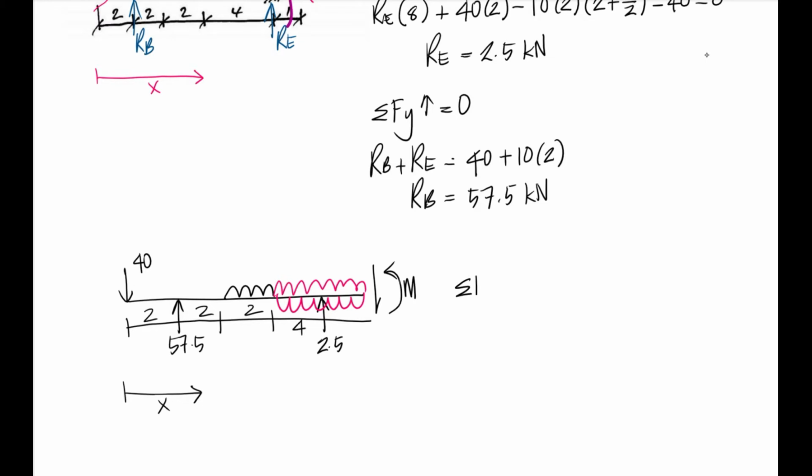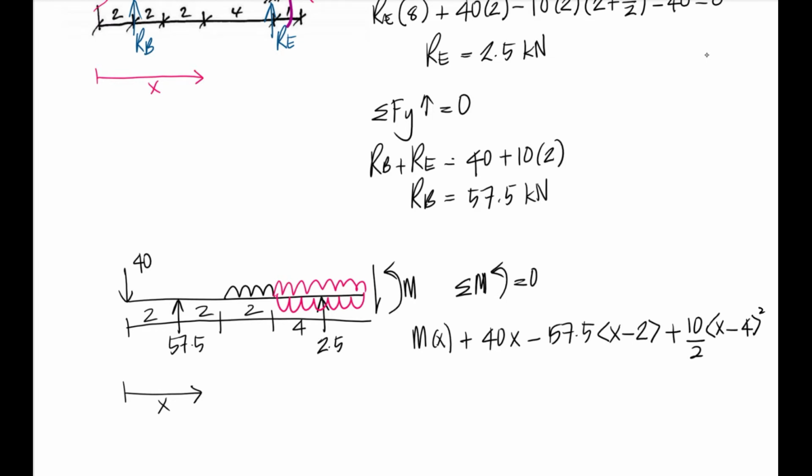We're taking moment equal to 0: Mx plus 40 times x minus 57.5 times (x minus 2) plus 10 divided by 2 times (x minus 4) to the power of 2 minus 10 divided by 2 times (x minus 6) to the power of 2 minus 2.5 (x minus 10) equal to 0. So this UDL is 10 kilonewton per meter.